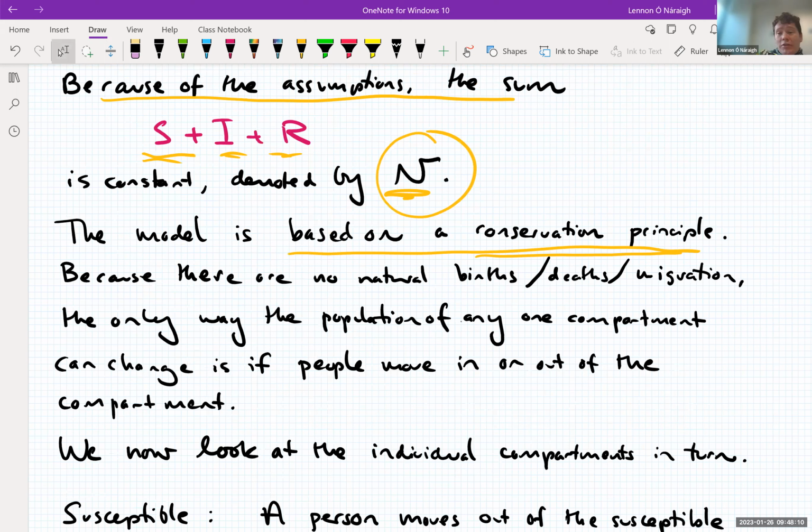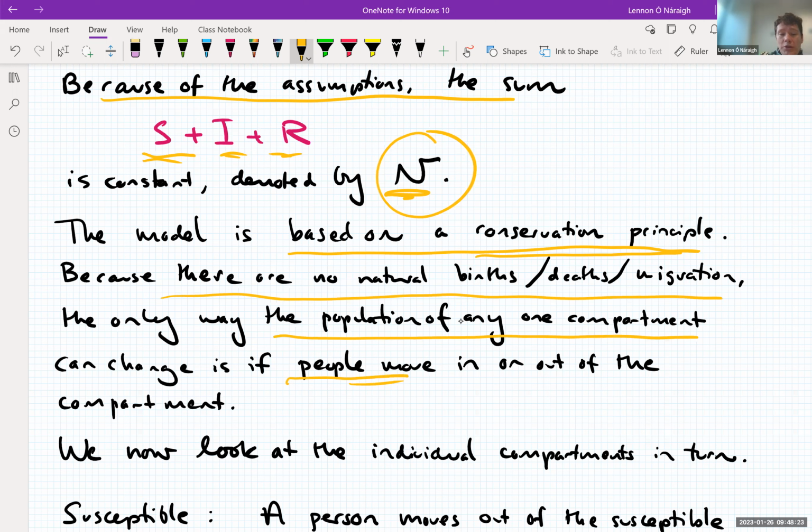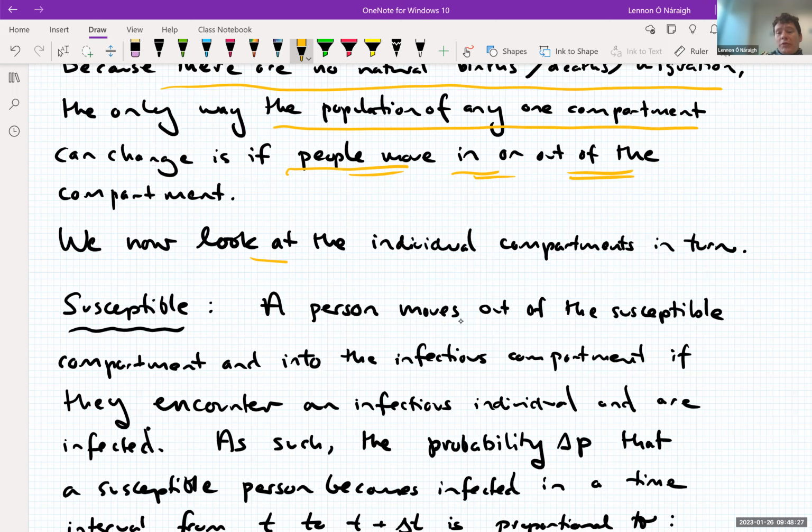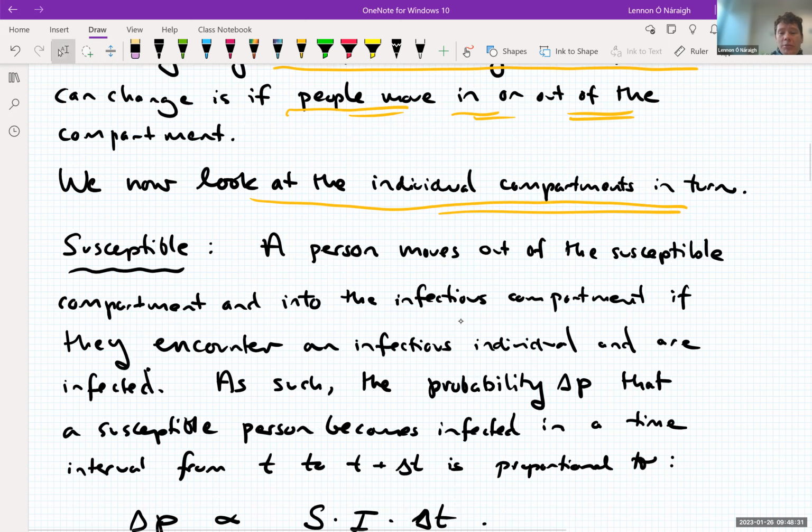And here's what the conservation principle is doing. Because there are no natural births or deaths or migration, the only way for the population of any one compartment to change is if people in that compartment move in or out. So we now look at how these movements happen for the individual compartments, starting with the susceptible compartment.